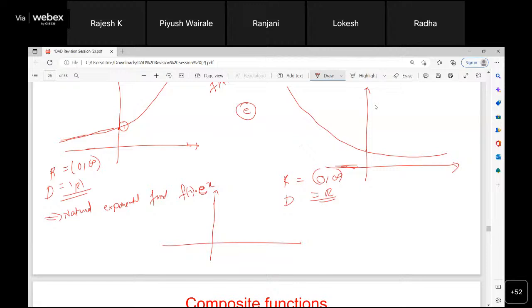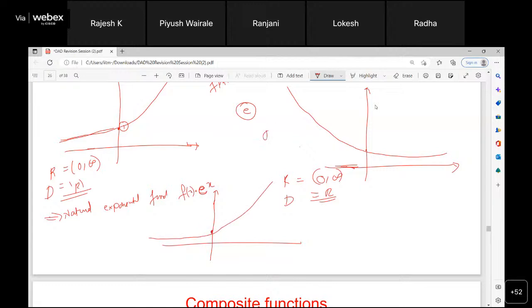Since e is greater than 1, it will be the graph on the left. If I put x equals 0 here, you'll get 1. It will still cut this particular point, right? Yes, like this. Sorry, it's just a point.